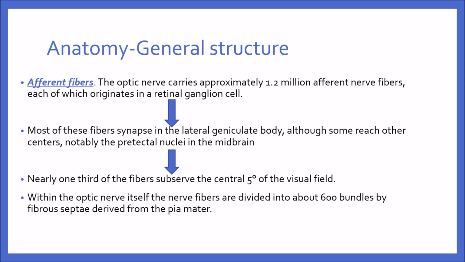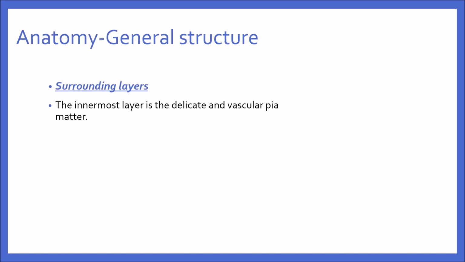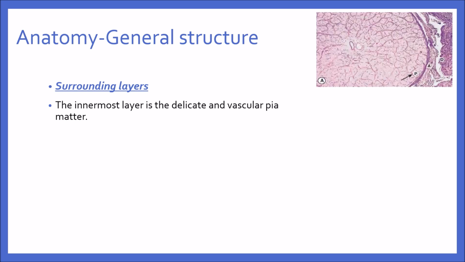Within the optic nerve itself, the nerve fibers are divided into about 600 bundles by the fibrous septa derived from pia mater. Now the surrounding layers. The innermost layer is the delicate vascular pia mater. As you can see in this figure, the P, which is denoted by an arrow, signifies pia mater, the innermost layer.